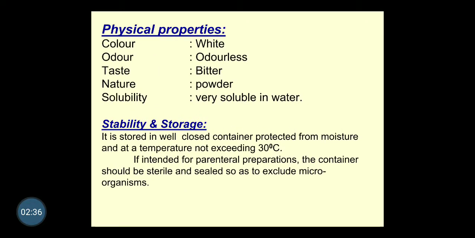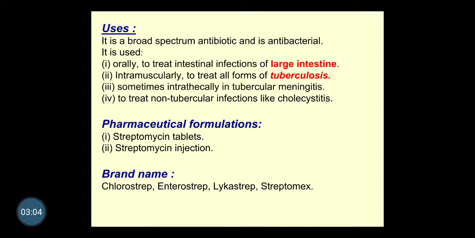As far as physical properties are concerned, it is a white, odorless, bitter powder, and very soluble in water. Stability and storage of streptomycin: it is stored in a tightly closed, light-resistant container and protected from moisture, at a temperature not exceeding 30 degrees Celsius. If it is intended for parenteral use, the container should bear the label sterile, and it should be sealed so that it excludes microorganisms, meaning it should follow the sterility criteria.